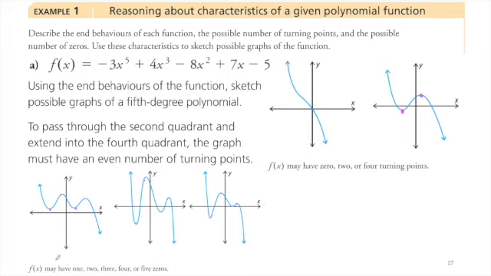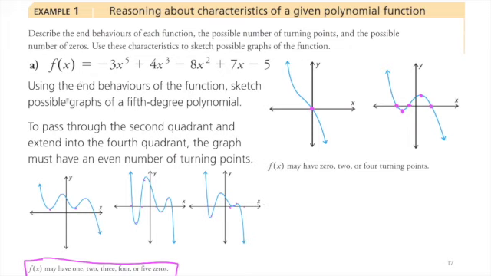For our zeros, we can have 0, 1, 2, 3, or 5 zeros. So that's why they have given you all these examples. This is 3 zeros. This is no zeros. Okay. This is 5 zeros. And then this is 4 zeros. So lots of different examples there.